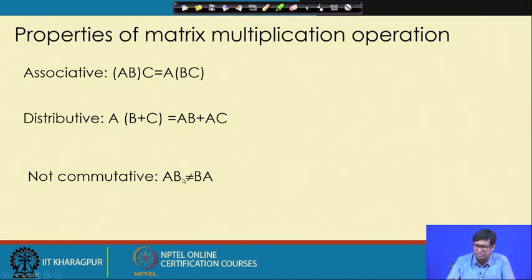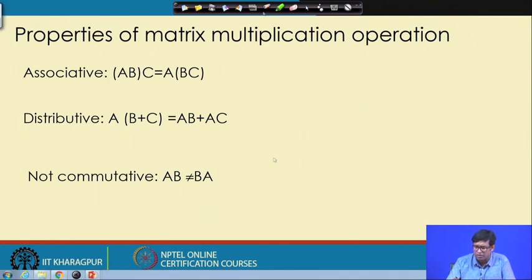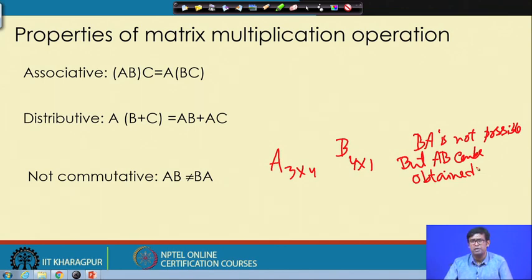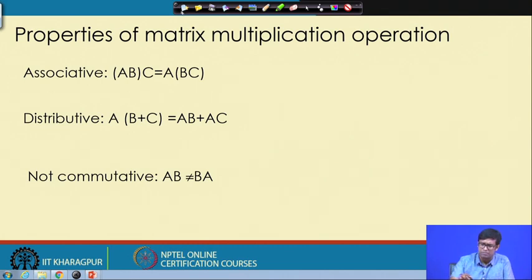In some cases, for example, A has order 3 into 4 and B has order 4 into 1. A B is possible, B A is not possible, but A B can be obtained. So, A B is usually not equal to B A, but there can be some cases when these are equal, but those are very special cases.